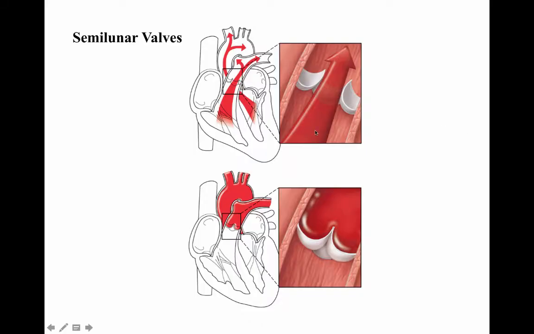The semilunar valves allow blood to be pushed out beyond them, and then they close so that blood that doesn't fully get pushed out of either the aorta or the pulmonary trunk will not come back down into the ventricle and cause problems with overfilling of the ventricle or not sealing correctly. Pretty ingenious design that blood is only allowed to go one way, not the other way.